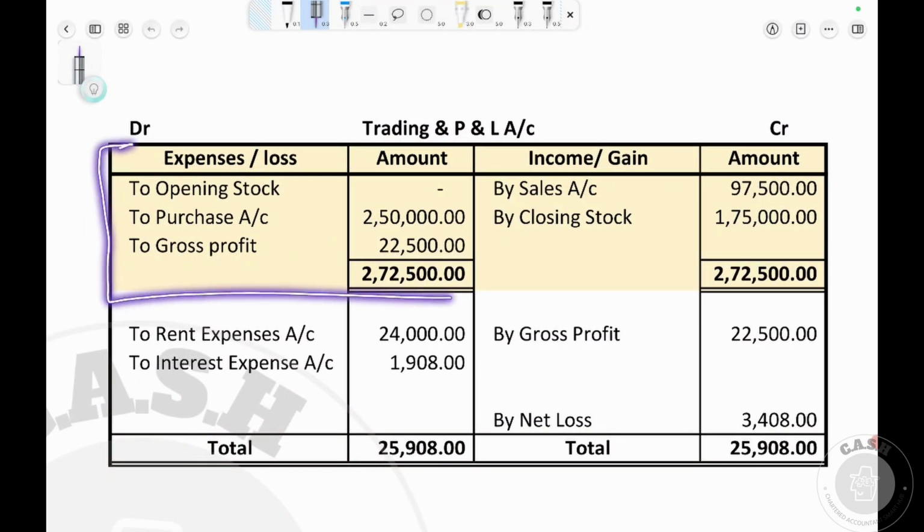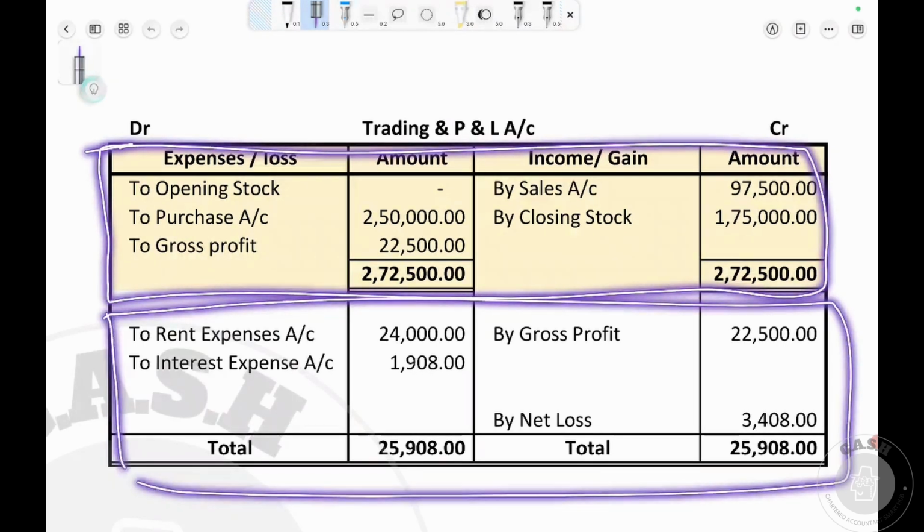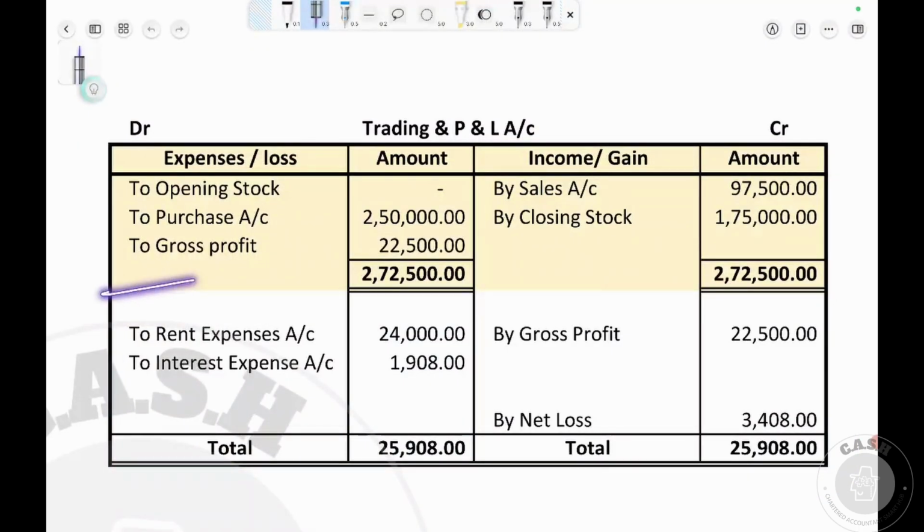The highlighted part is called the trading account and the part below is the P&L account. Why do we call this part the trading account? Because transactions related to trading only happen here. Transactions not related to trading but related to business happen below. That's why it's called the trading and P&L account. Here we take the total amount instead of individual amounts. With this we can calculate the net profit or loss for the given period.